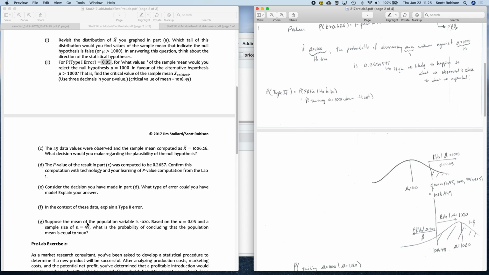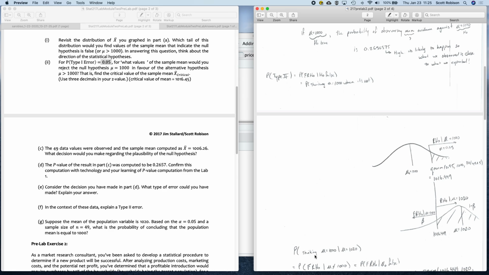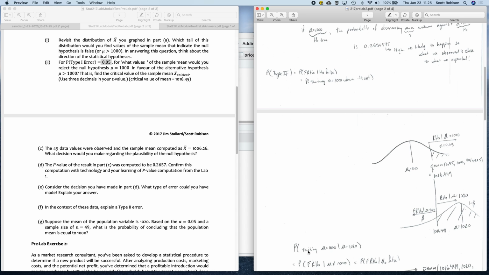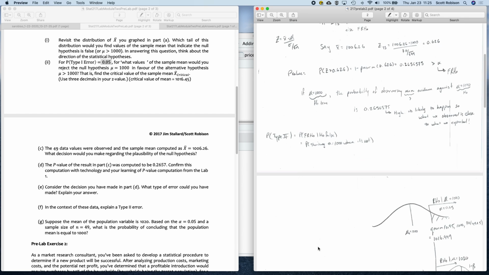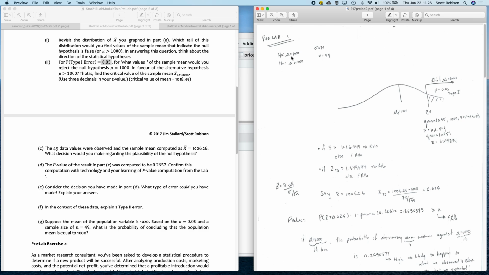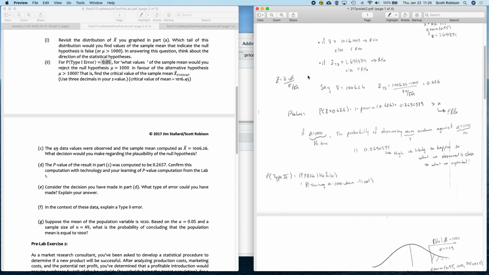Okay, so here, if the actual curve was centered at 1020, what is the probability that you would conclude that the mean is equal to 1000? So you have to think about this in context. What would be the probability of thinking that mu is 1000 given mu is actually 1020? Okay, so this part of the statement, thinking mu is 1000 or concluding that the mean is 1000, another way of saying that is when looking at the null hypothesis, if we think that mu is actually 1000, what that means is we failed to reject that. We actually believe that that's true.